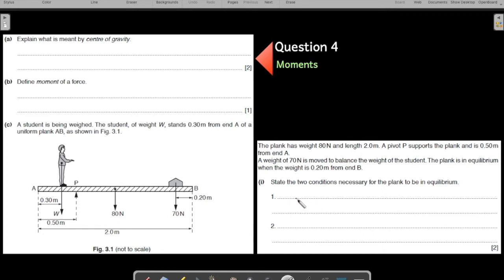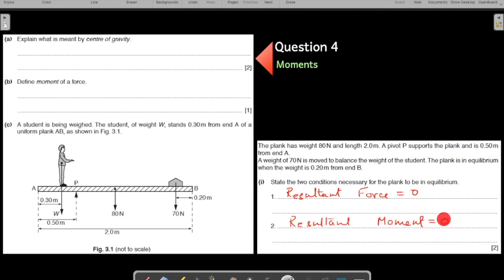So what are the 2 conditions? Resultant force should be 0 and the resultant moment should be 0. Let me write it out here. What are the 2 conditions? Resultant force, or you can say the net force, is 0, and the resultant moment is 0. Resultant moment as 0 is the same thing as saying clockwise moment should be equal to anti-clockwise moment.